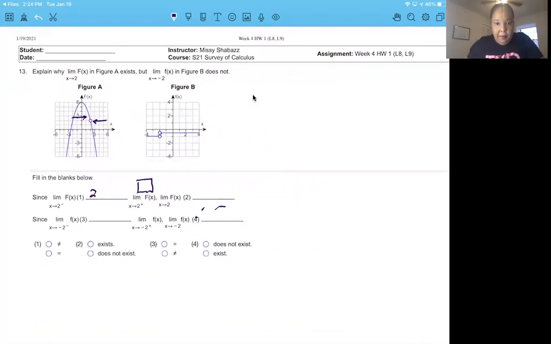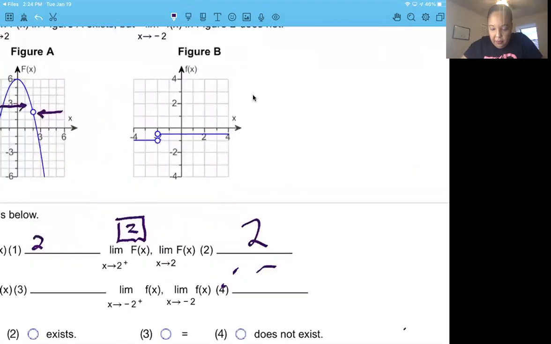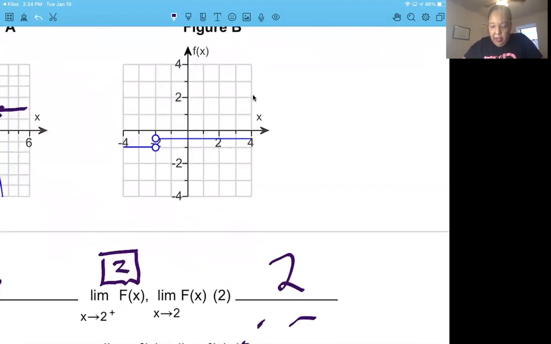So I think there might be like a box right here, but I can't see it on my paper. So from the right, it's going to 2 as well. So the limit from the left and the limit from the right are the same, then the limit exists at 2.